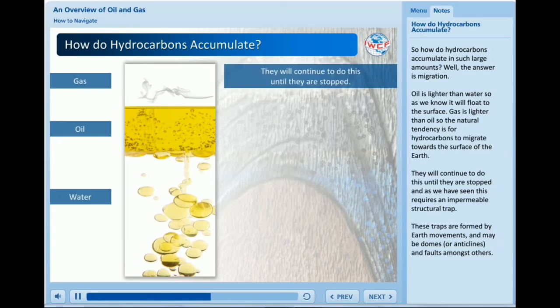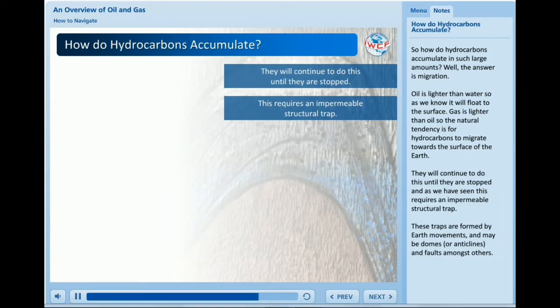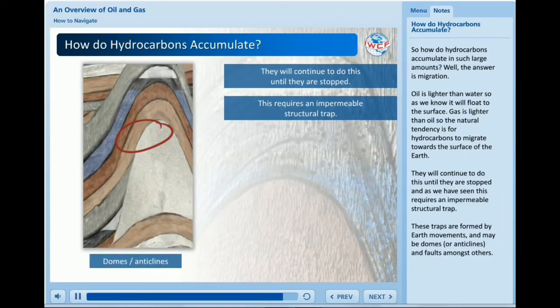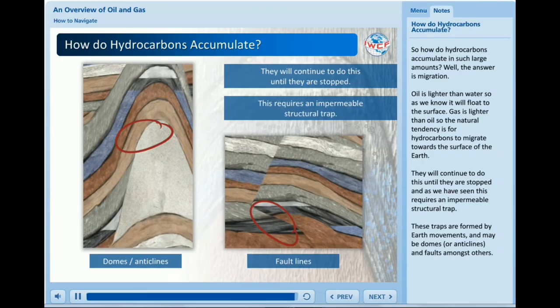They will continue to do this until they're stopped, and as we've seen, this requires an impermeable structural trap. These traps are formed by Earth movements and may be domes or anticlines and faults, amongst others.